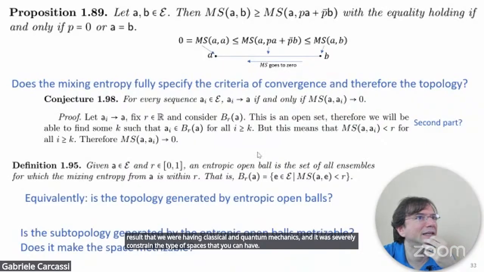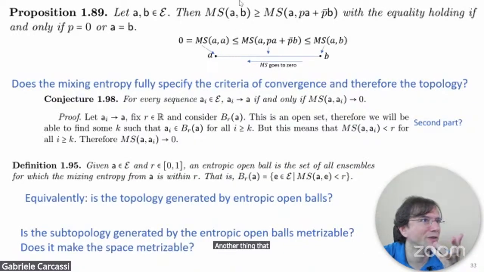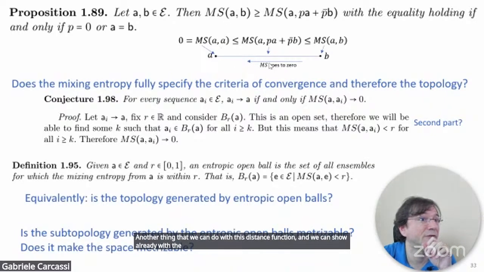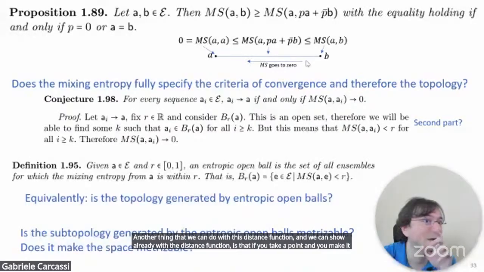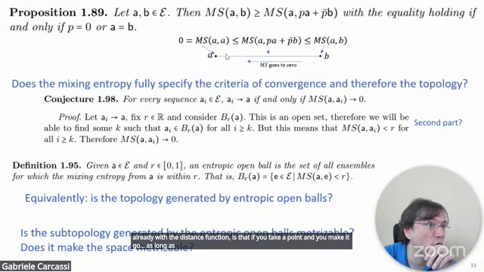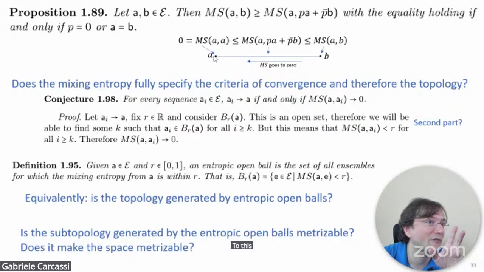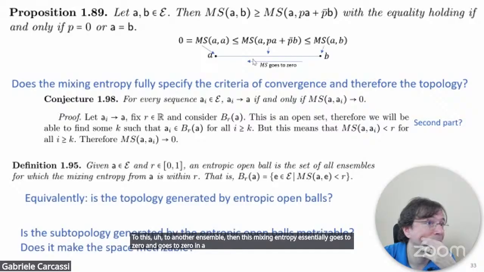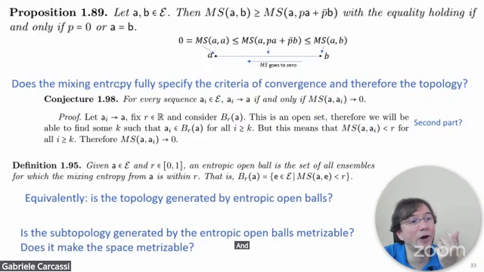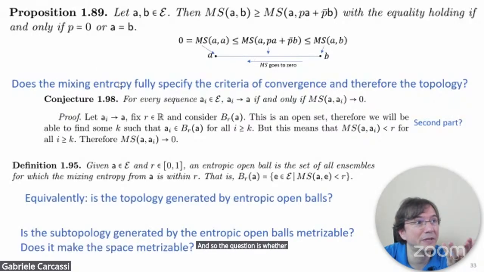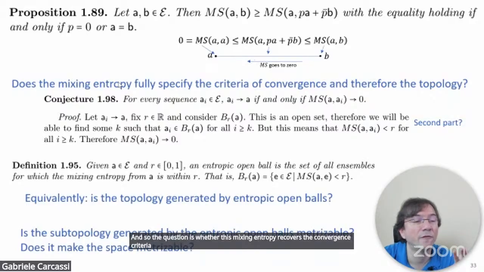Another thing that we can do with this distance function, and we can show already with the distance function, is that if you take a point and you make it go to an ensemble, as long as it goes closer to another ensemble, then this mixing entropy essentially goes to zero, and goes to zero in a continuous way. And so the question is whether this mixing entropy recovers the convergence criteria of the space.